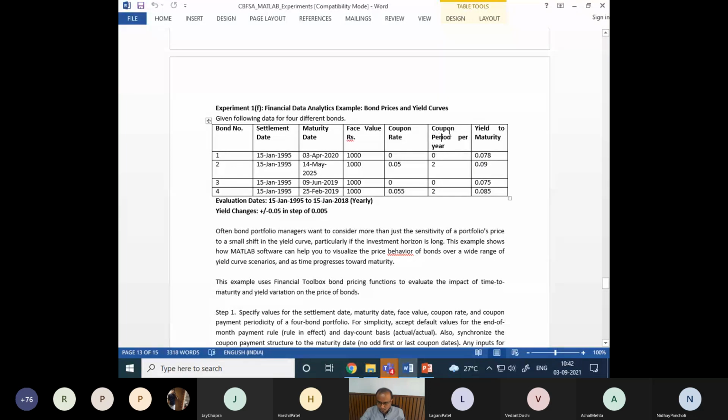Then let's take the coupon periods per year. How many coupons are they paying per year? The zero coupon bonds are not paying any coupon, so 0, 0. And let's say these two bonds pay coupon half yearly, meaning they pay coupon twice a year. I also know the yield to maturity on this date; I have calculated it. If I purchase this bond with these particular features on this date, with this maturity, face value, coupon rate and number of coupons, I get this yield.